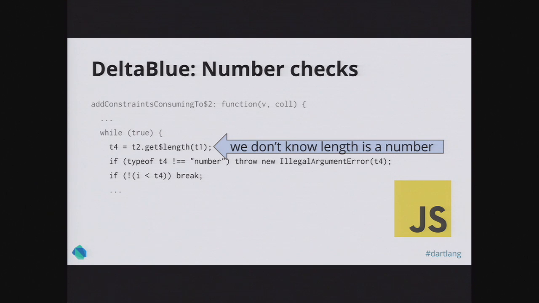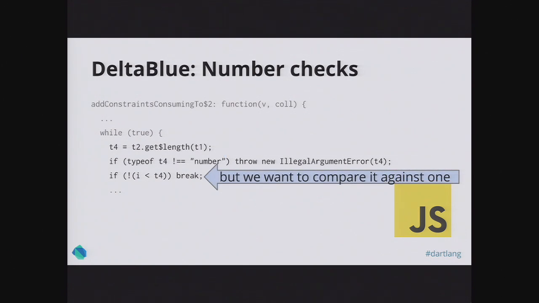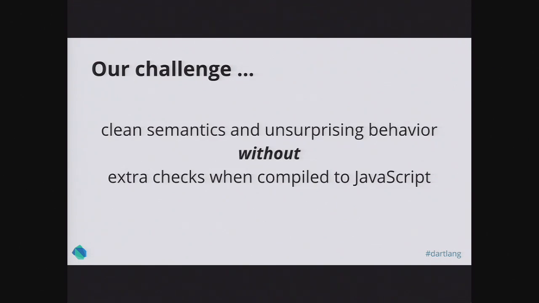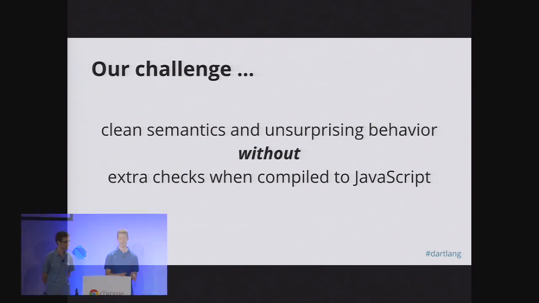So before we continue to compare this length against a real number, we have to make sure that it actually is a number. We insert an explicit check in the code that makes sure that we don't end up relying on this somewhat surprising behavior of JavaScript where you can compare numbers against strings and get some result out. So this adds code, more checks. Our challenge is fairly simple. We want clean semantics, unsurprising behavior, but we do not really want those extra checks when we're compiling to JavaScript. So how can we go about doing that?